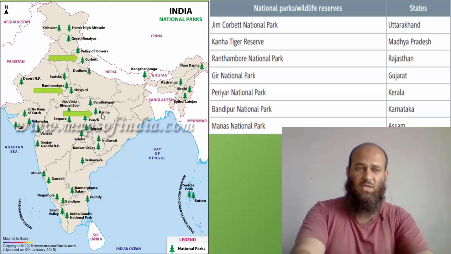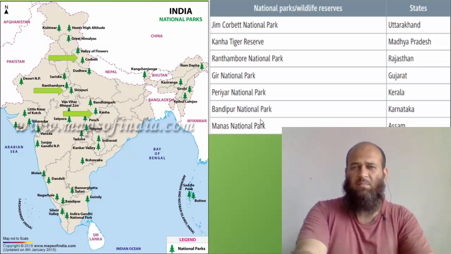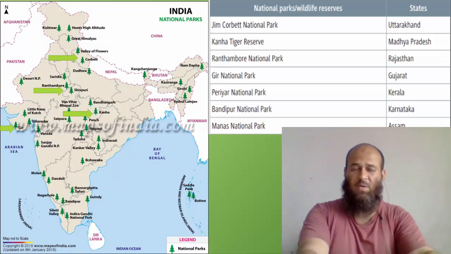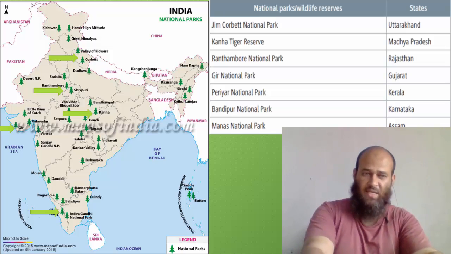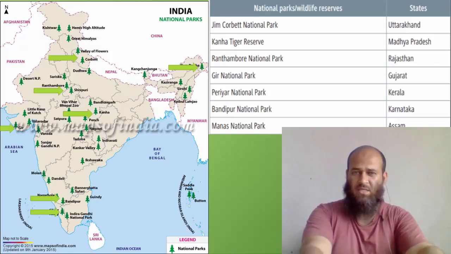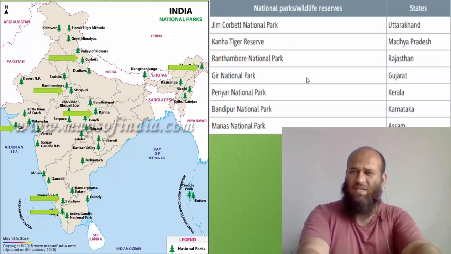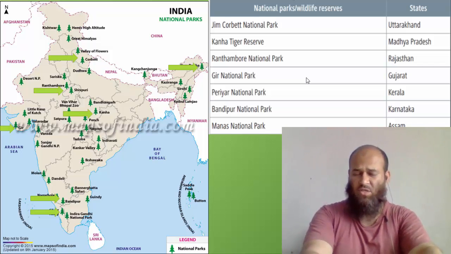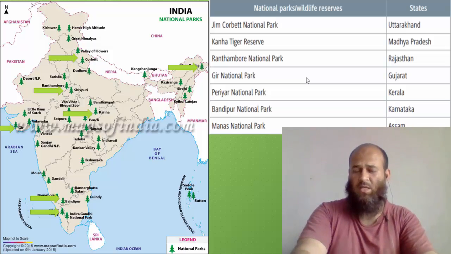In Madhya Pradesh. Then we have Ranthambore National Park in Rajasthan. Then we have Gir National Park in Gujarat. Then we have Periyar National Park in Kerala. Then Bandipur National Park in Karnataka and Manas National Park in Assam. These are only 7 listed over here, but these are very important national parks and wildlife reserves in India. So please write this down as well and learn them.